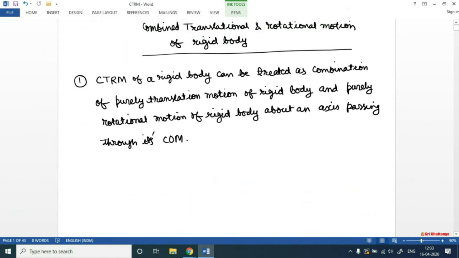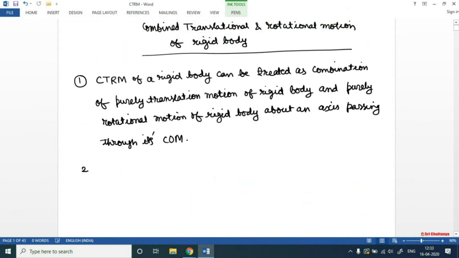So whenever we are discussing combined translational and rotational motion, we must bifurcate the motion into two parts. One part would be purely translational motion, and the other part would be purely rotational motion of the rigid body about an axis passing through the center of mass.